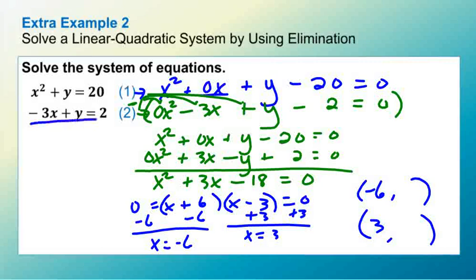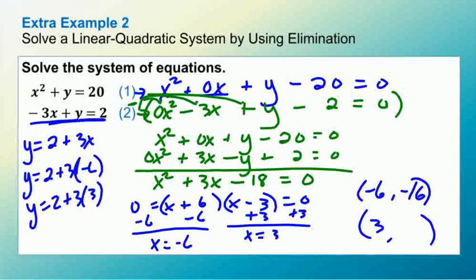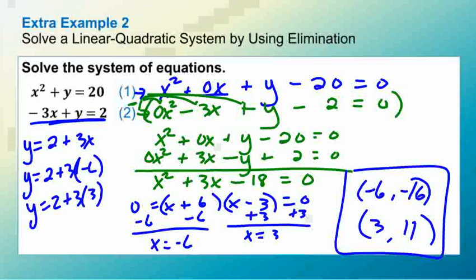To solve for my y, I'm going to use this one. I'm going to rewrite this as y equals 2 plus 3x. So y equals 2 plus 3 times negative 6, and y equals 2 plus 3 times 3. So when x is negative 6, I would have 2 minus 18, which is negative 16. And when x is 3, I would have 2 plus 9 gives me 11. So my solutions would be negative 6, negative 16, and 3, 11.